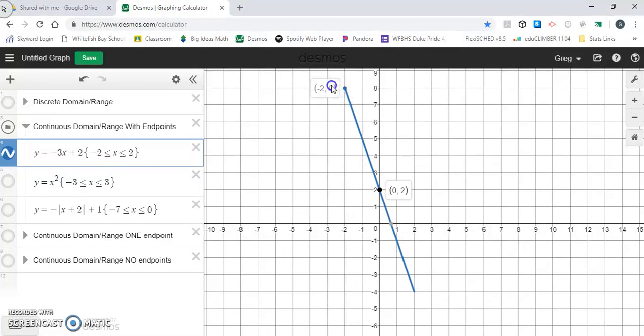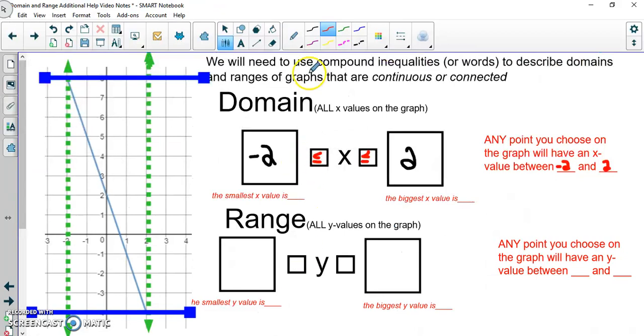So I found the lowest y value at -4 and the biggest y value at 8, and since my graph is smooth and connected, every other y value exists in between there. So again, what I can say is my lowest value is -4, my tallest y value is 8, and every single y value on the graph will be bigger than or equal to -4, or it's going to be less than or equal to 8. So as a sentence, any point we choose on the graph will have a y value between -4 and 8. And of course it could be -4 and it could be 8.